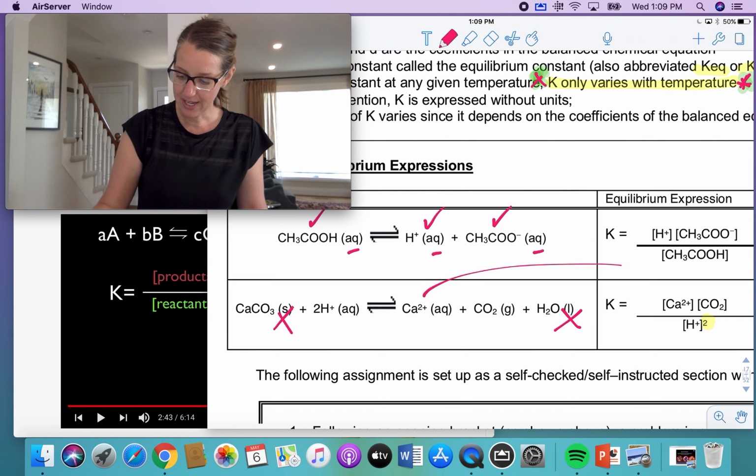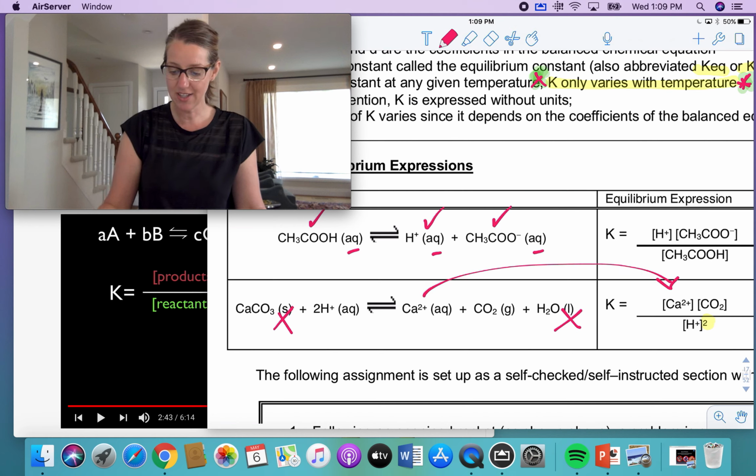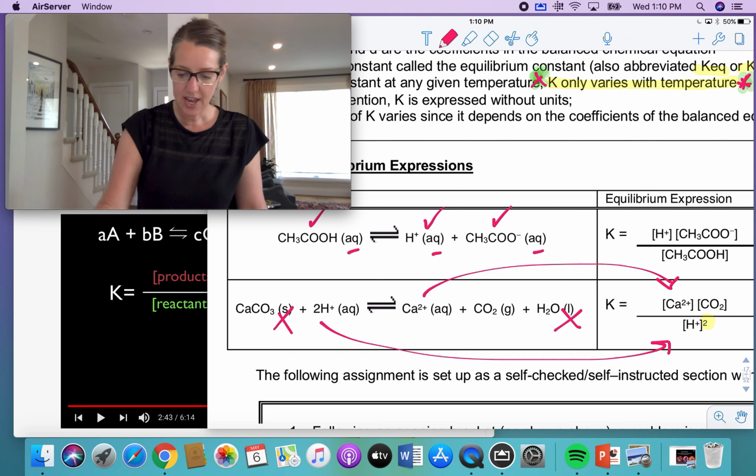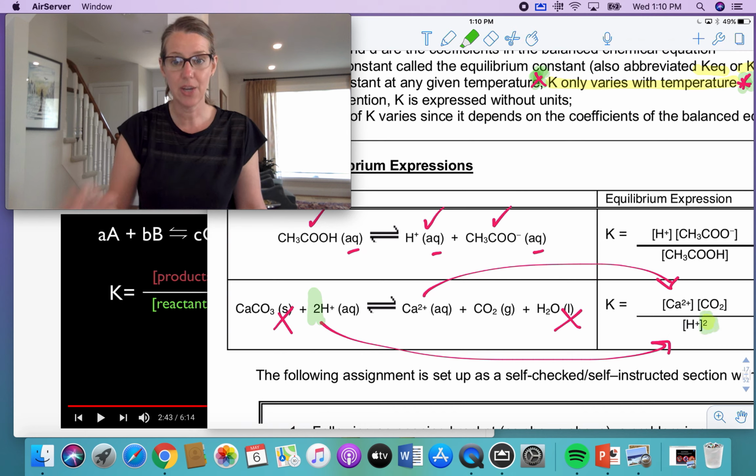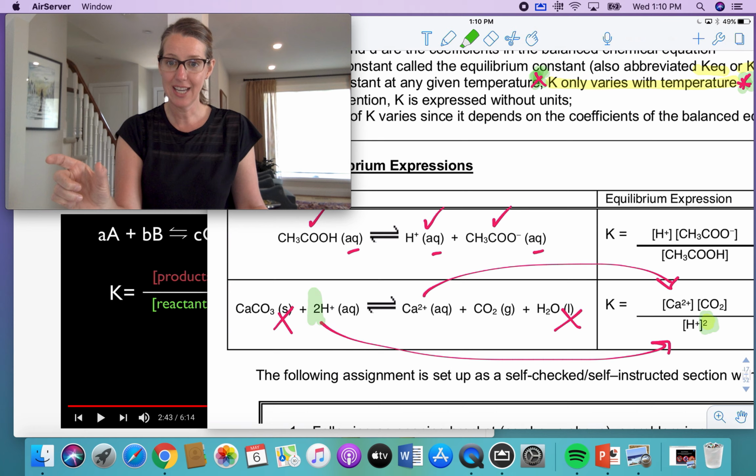So I've got my concentration of the calcium ions, multiply that by the concentration of my carbon dioxide gas, divide that by my concentration of the hydrogen ions, and note right here that I take my 2 coefficient and use it right here as the squared value. That will then calculate my K value. What is K? The equilibrium constant.